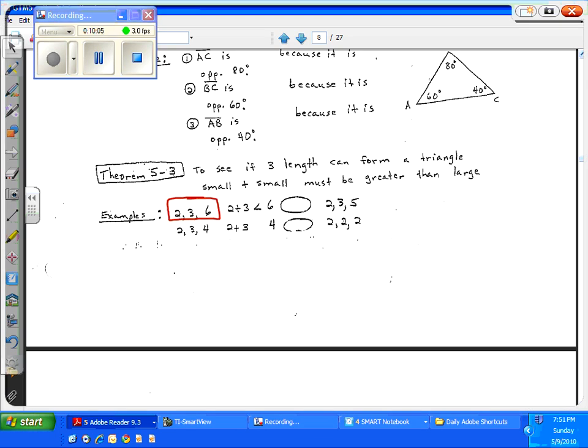Could 2, 3, and 6 be the measures of the lengths of the sides of a triangle? Well, to see if that could be a triangle, you add up the smaller two. What's 2 plus 3? And we're going to compare that to 6. 2 plus 3 is not greater than 6. It's less than 6, so this cannot be a triangle.